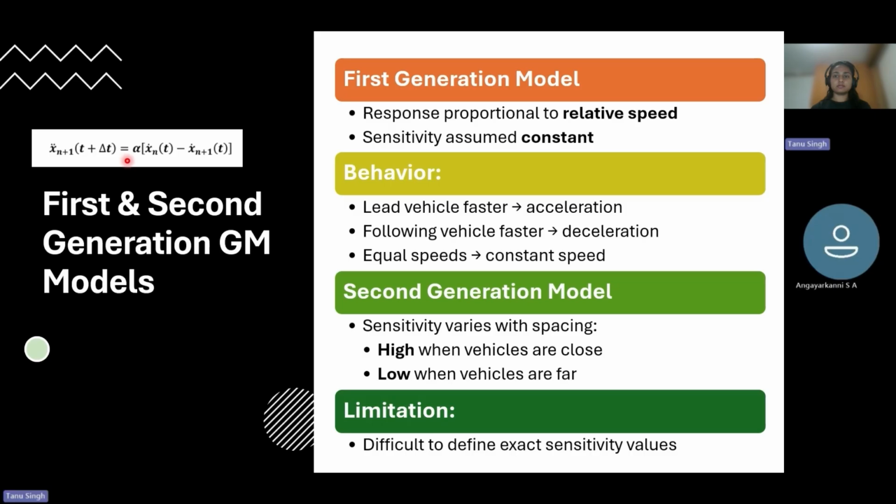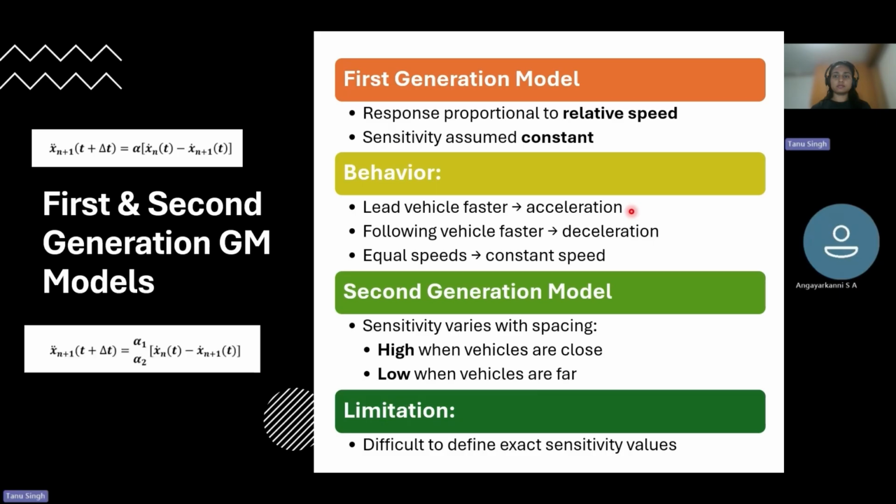Now, based upon the field observation, it was found that sensitivity is not really constant. It actually changes depending upon how close the vehicles are. So this led to the second generation model, where two levels of sensitivity were introduced, that was alpha 1 and alpha 2. When the vehicles are very close, drivers are more alert, so sensitivity is high. When vehicles are far apart, the sensitivity is low.